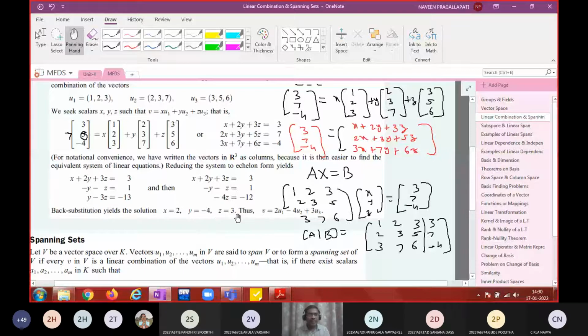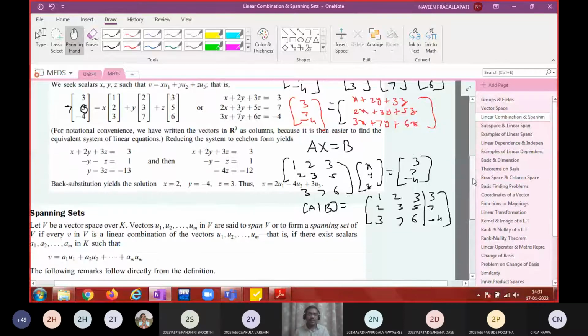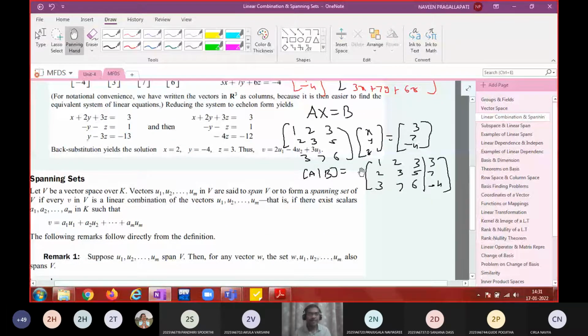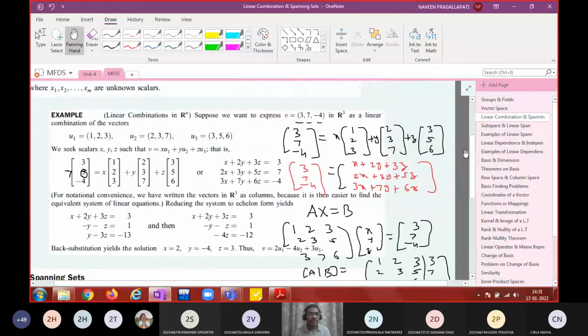When solved, this system gives the solution x equal to 2, y equal to minus 4, and z equal to 3. So that means you are able to express this vector as 2u1 minus 4u2 plus 3u3. So we are able to find such a set of scalars. Is it fine? Shall I proceed?